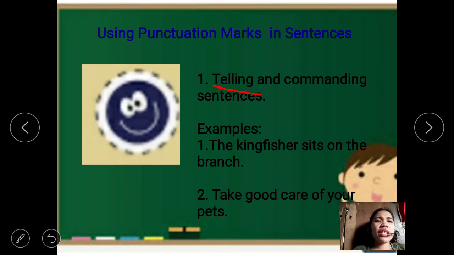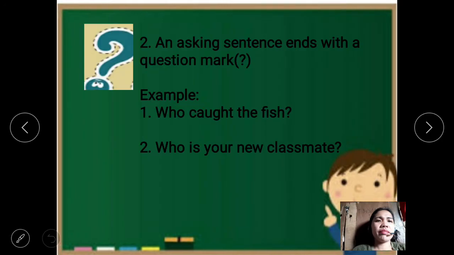For example, the kingfisher sits on the branch. Okay? Take good care of your pets. Okay, so number one, telling sentence, and number two is commanding sentence.